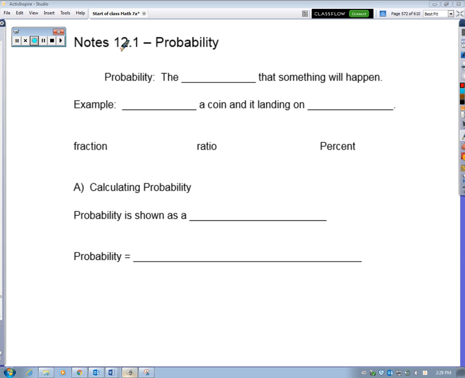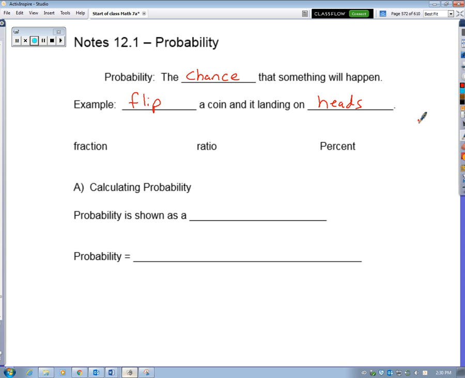And here's what probability is. It is the chance that something will happen. Okay, so for example, a real common thing, if we were going to flip a coin, okay, not a water bottle. We're not going to be flipping water bottles. All right, we're going to flip a coin. If we were going to flip a coin and it landed on heads, we would want to know what are the chances of flipping a coin and it landing on heads.